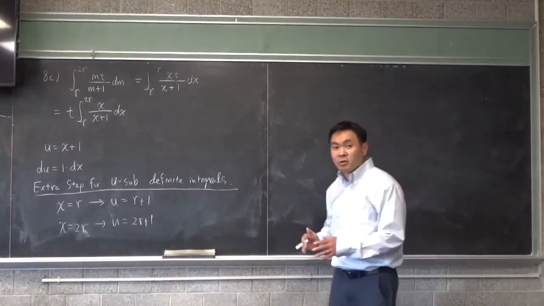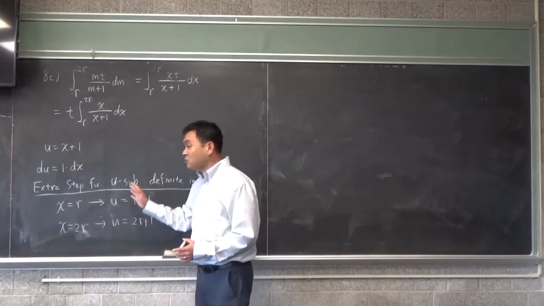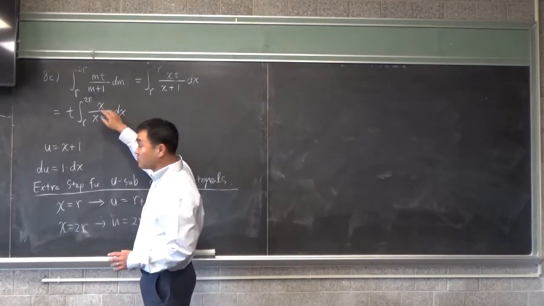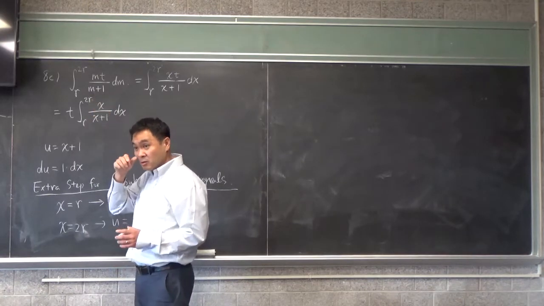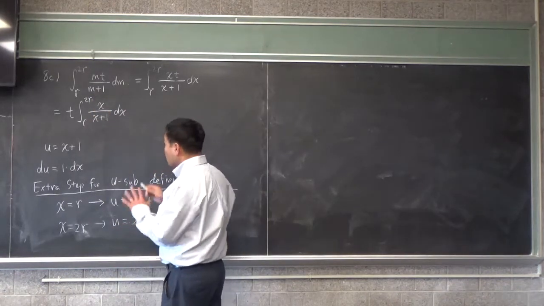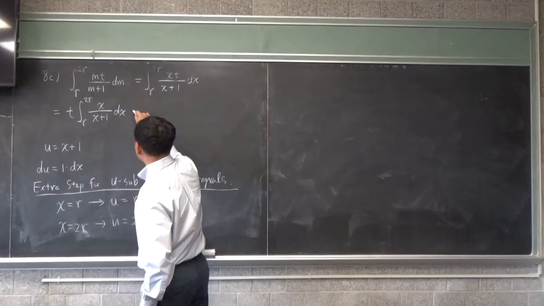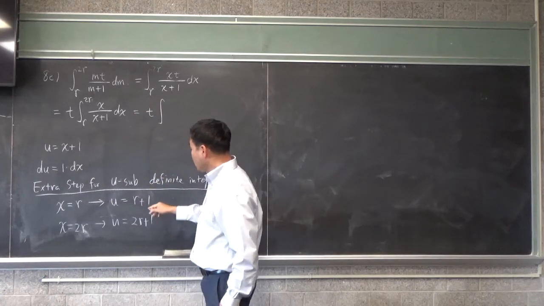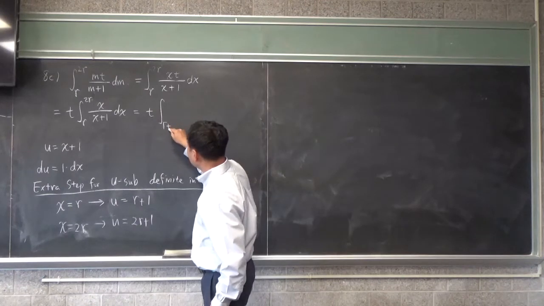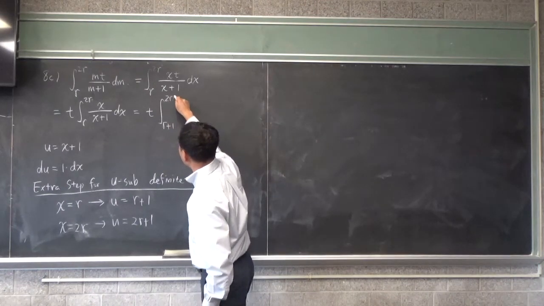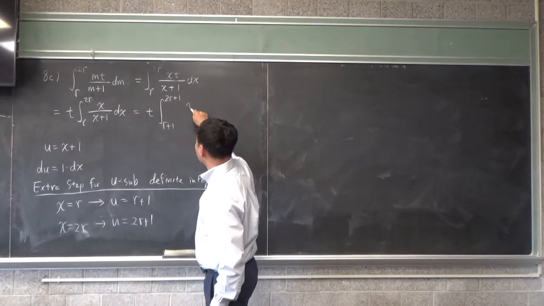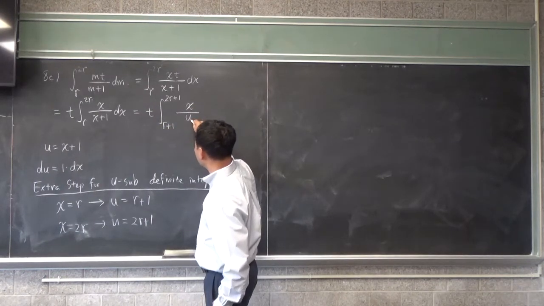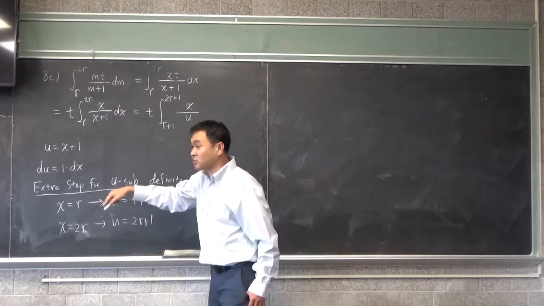So what I'm trying to tell you is that for u substitution of definite integrals, not only should things inside the integrand change, but also the bounds must change. If you don't, you're not writing things correctly. So you have t, u is r plus 1 until 2r plus 1. I don't know what to do with x, but x plus 1 is u, and we said dx is the same as du.